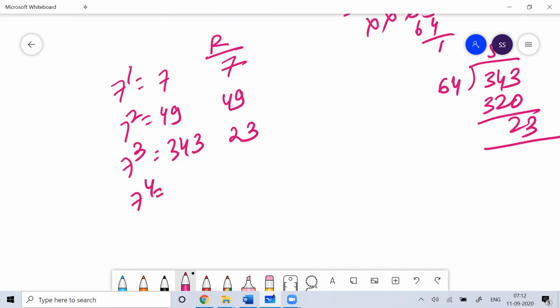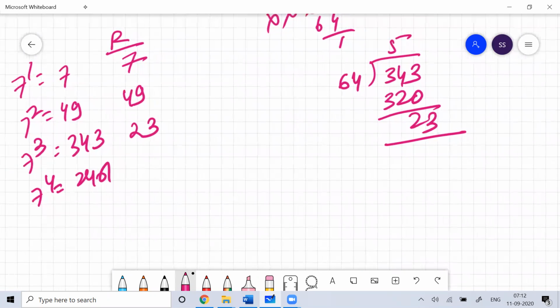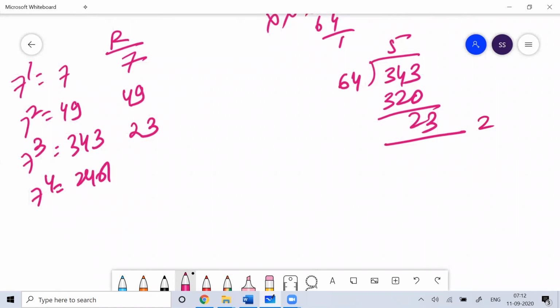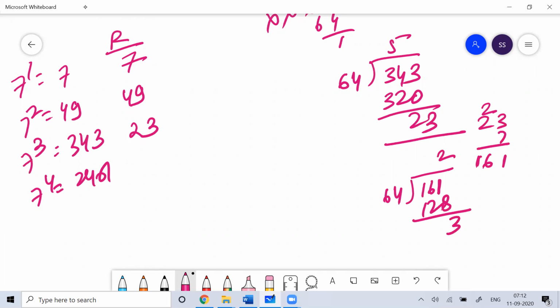7 to the power 4 is 2401. 23 sevens are 161. 161 divided by 64: 64 twos are 128, 64 threes are 192. So 64 twos are 128, and the remainder is 33.